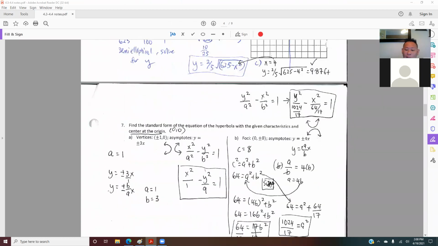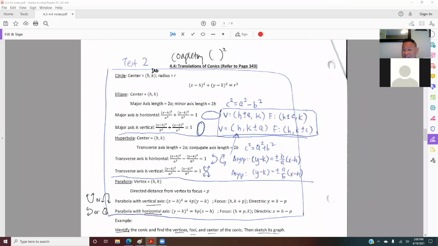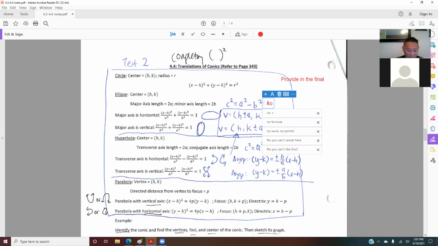There is one page that is provided to you in your test, which is this page. If you look at my screen right now, this blue box that I drew over here is the one that is provided in your finals. You actually do not need to memorize the equations of a circle, ellipses, hyperbolas, and parabolas, because this will be provided in finals. Unfortunately, this part is not in the final.